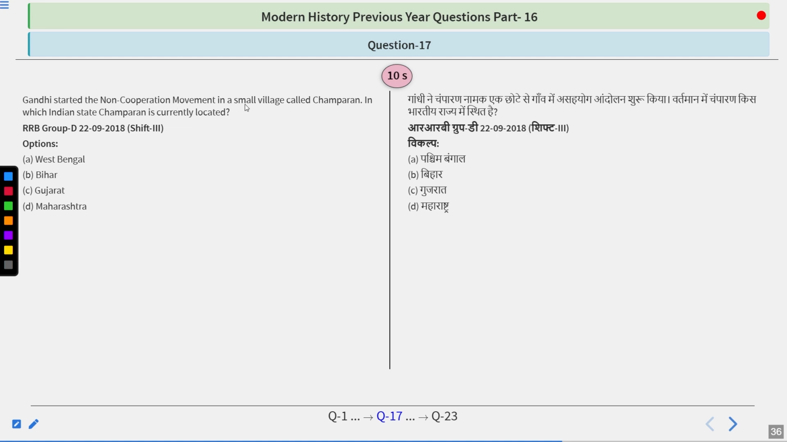Gandhiji started the non-cooperation movement in a small village called Champaran. In which Indian state is Champaran currently located? West Bengal, Bihar, Gujarat, Maharashtra. Think about it.